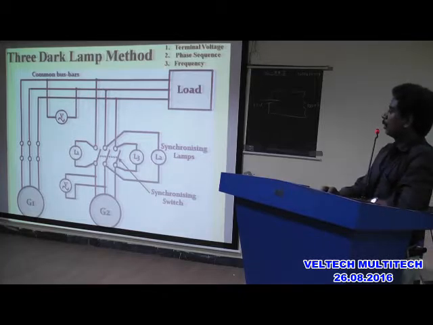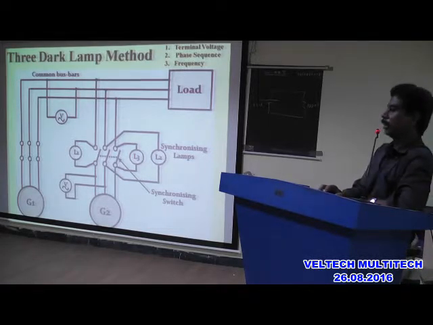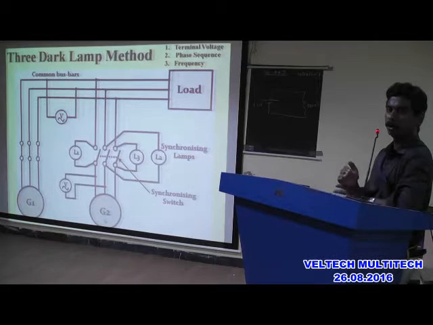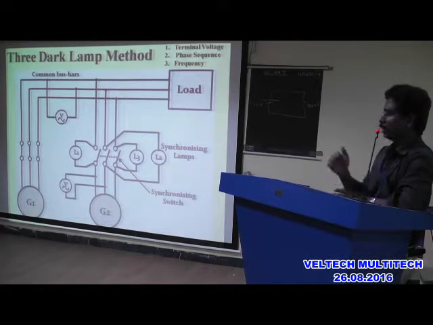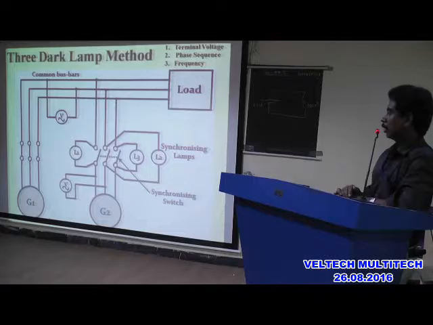Okay, so here this voltmeter is used to measure the bus bar terminal voltage. This voltmeter is used to measure the terminal voltage of the incoming alternator. Now G1 is the existing alternator, G2 is the incoming alternator. That means we are going to connect the incoming alternator with the existing alternator. So first you have to check the condition.